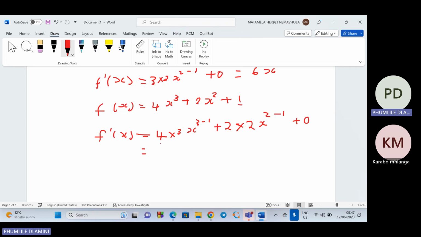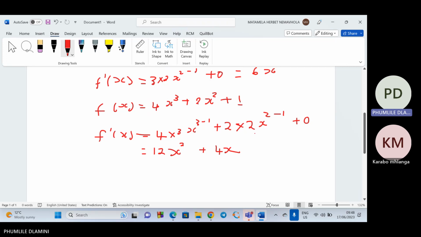Then the final answer: 4 times 3 is going to be 12x squared, 3 minus 1, plus 2 times 2 is 4x. Then, as a rule, when you start practicing, there is no need for you to say 4 times 3. You could just say 3 times 4 and at the same time write 12.